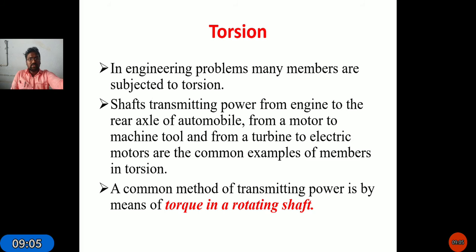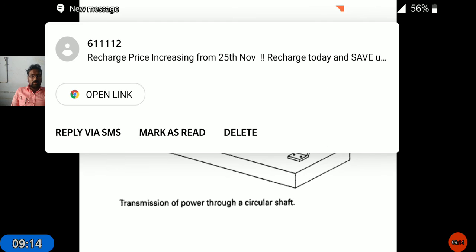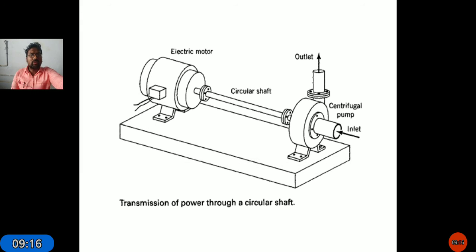Next, observe one example: transmission of power from an electric motor to a pump. It is the input power coming from the electric motor. That input power is transmitted by a circular shaft to the pump. In this medium, it develops some amount of torque.